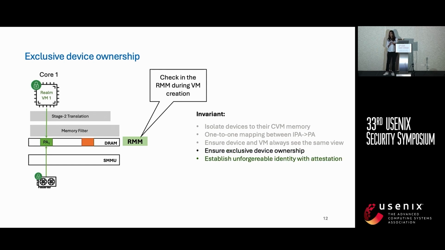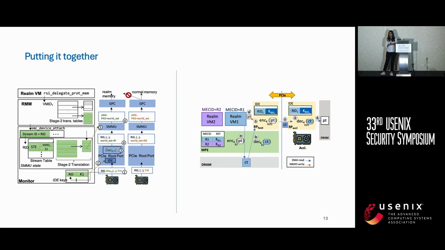That said, we still need to establish unforgeable identities with attestation and do some form of hardware-based encryption on the PCIe bus to protect against physical attackers. To do that, for both encryption and identity, we use PCIe 5's encryption capabilities. And how we do that and how it all comes together is pretty involved. So in the interest of time, I refer you to the paper for more details on that.